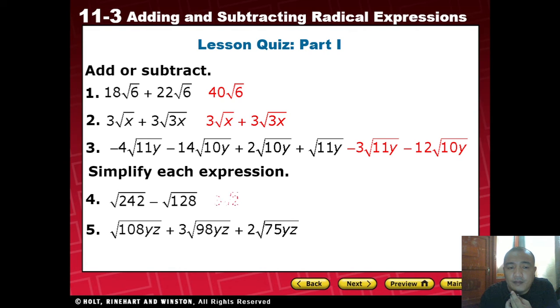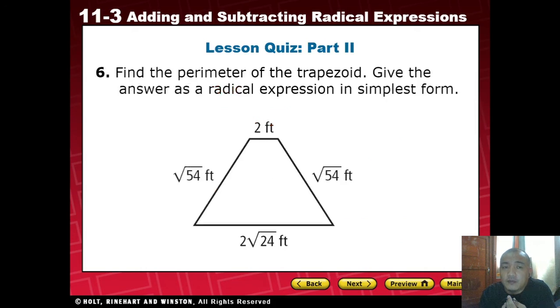For number 4, we have 3 square root of 2. Okay, show the solution. How did we get 3 square root of 2? How about number 5? 16 square root of 3yz plus 21 square root of 2yz. Okay, that's your quiz part 1. You can screenshot this part and then show the solution. Okay, the answer is already provided.